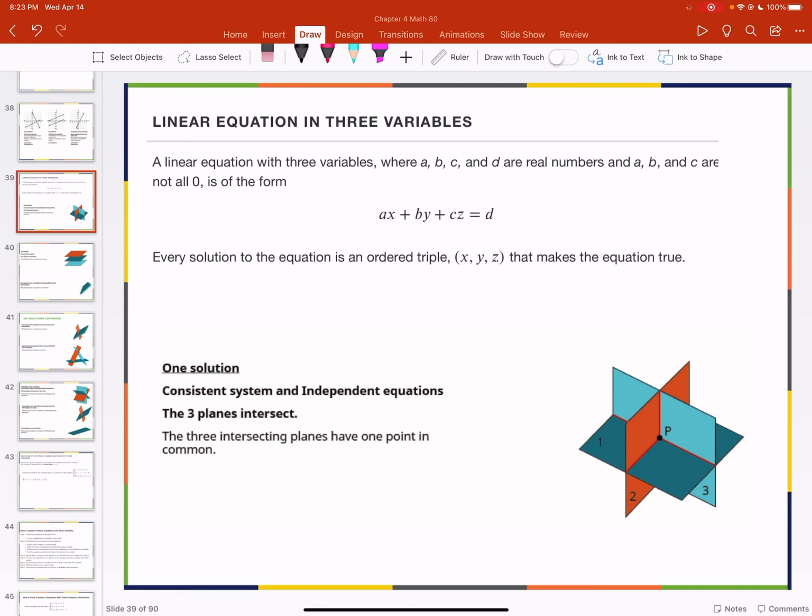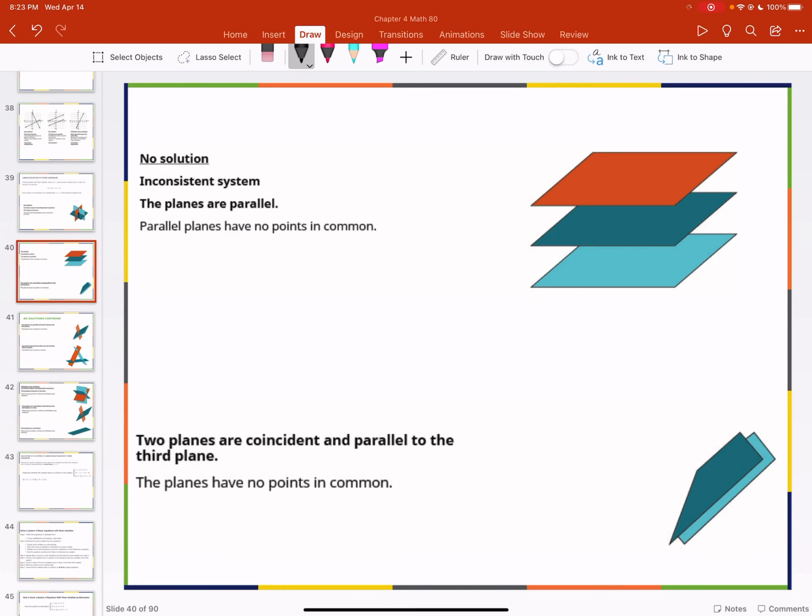So that's very cool. We're going to go through the different possibilities, whether we can have one solution, no solution, or infinitely many. Because it's 3 variables, there are more possibilities than when it was just 2 variables. One solution is where you have a consistent system and independent equations. It's when the 3 planes all intersect at one point, P. Now, no solution is considered an inconsistent system, and the planes are parallel.